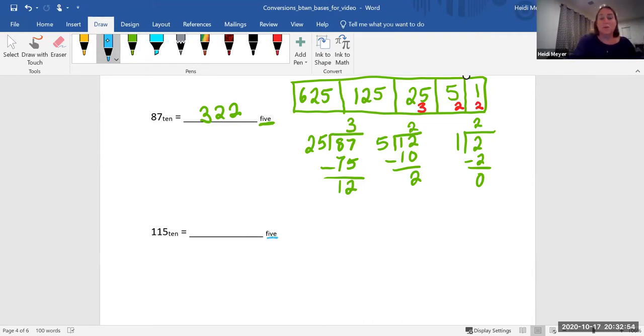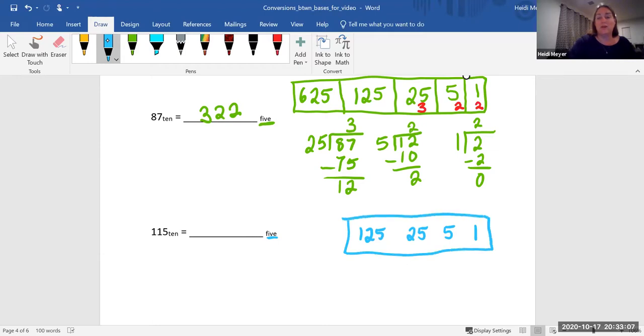Once again, I see that we're working in base 5. I've got a 1's place, a 5's place, a 25's place, a 125's place. But actually, I notice I don't need to even go that far. Again, because this is 115, it's not 125. I can't fit a 125 into a 115.